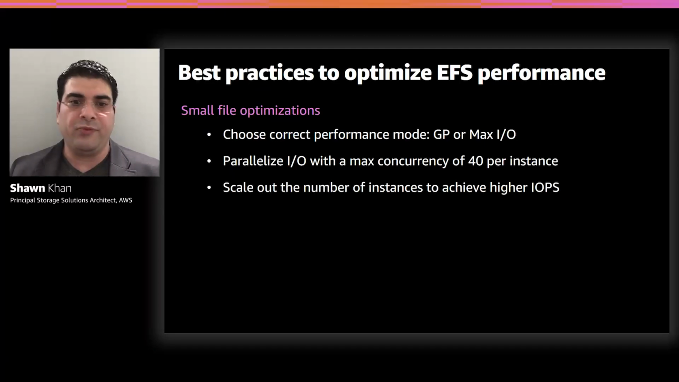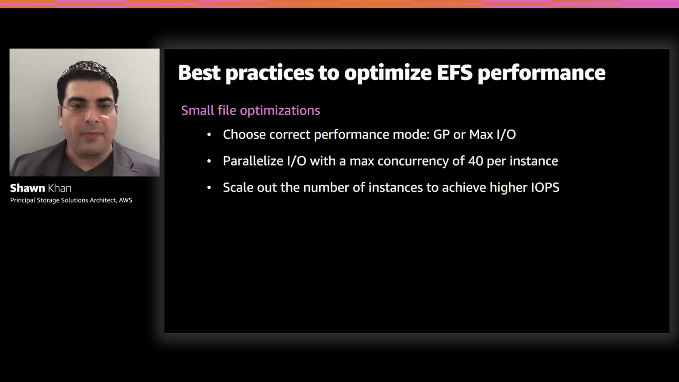So, small file optimization: again, choose the performance mode, general purpose or max IO. Just like I said earlier, general purpose is best for lowest metadata latencies and workloads where IOPS are typically around or less than 35,000 reads and about 7,000 write operations. We recommend you use max IO for higher throughput and IOPS, keeping in mind that higher throughputs will definitely help, but there is a caveat there with higher metadata latencies as well.